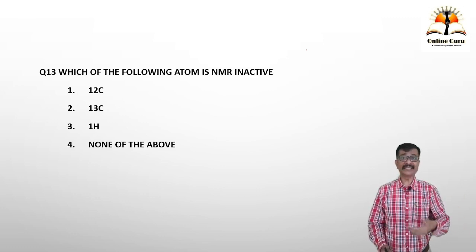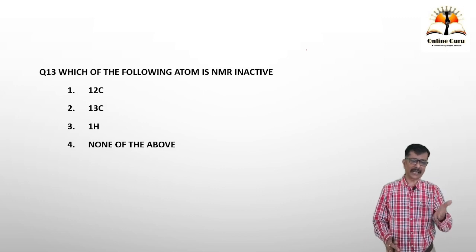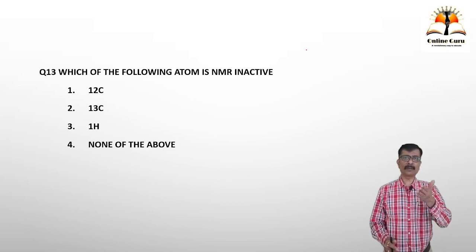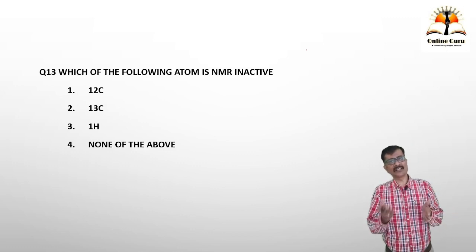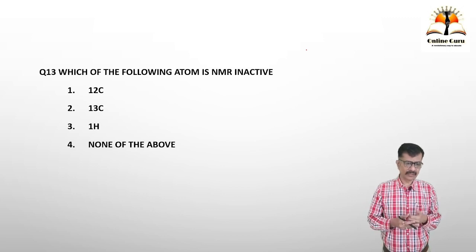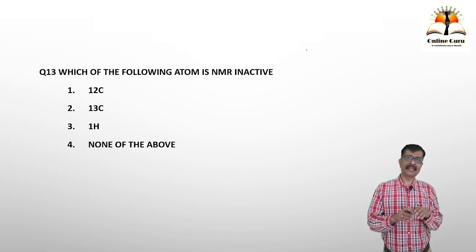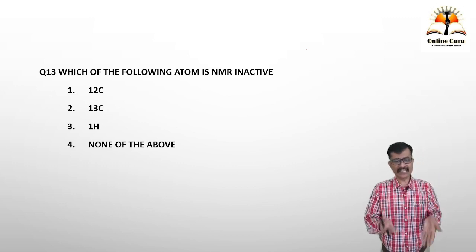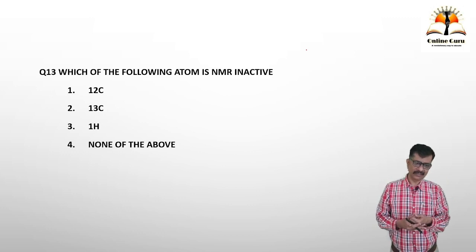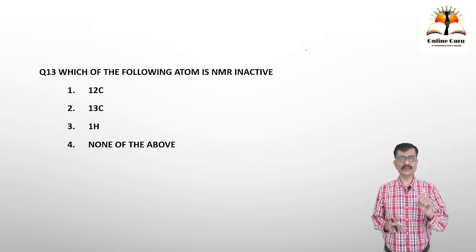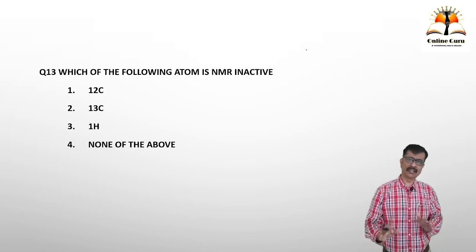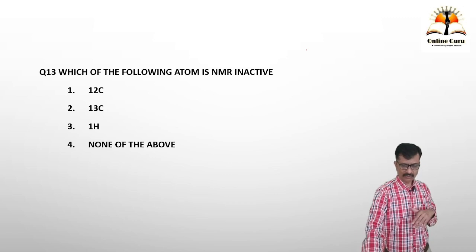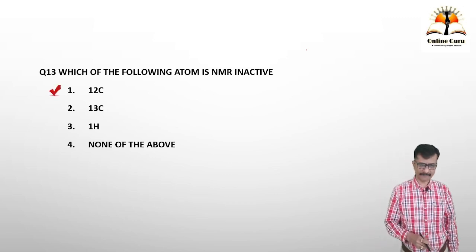If you look at C13, its mass number is 13, so the number of protons is 6 and the number of neutrons is 7. One is even, another is odd, so it is NMR active. H1 contains 1 proton and 0 neutrons. One is even, one is odd, so again it is NMR active because its spin quantum number is half. That is not the case in C12, where both are even, so its spin quantum number is 0. So it is NMR inactive. The answer should be C12.